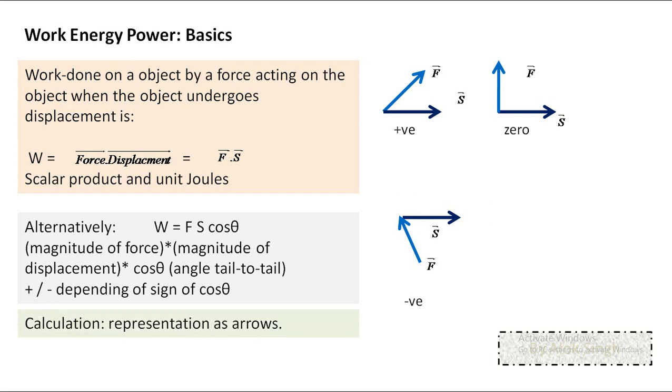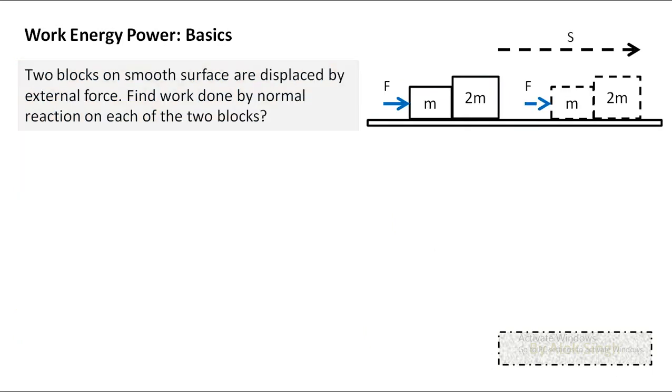So calculation of work done is fairly simple. All we need to do, mentally or actually on a sheet of paper, is represent both force and displacement in the form of arrows, place them tail to tail, find the angle between them, and work done is calculated. So we need the magnitude of both, and the angle can be found by placing them tail to tail or drawing a vector diagram. So it's a simple thing. Let's apply it in a few cases.